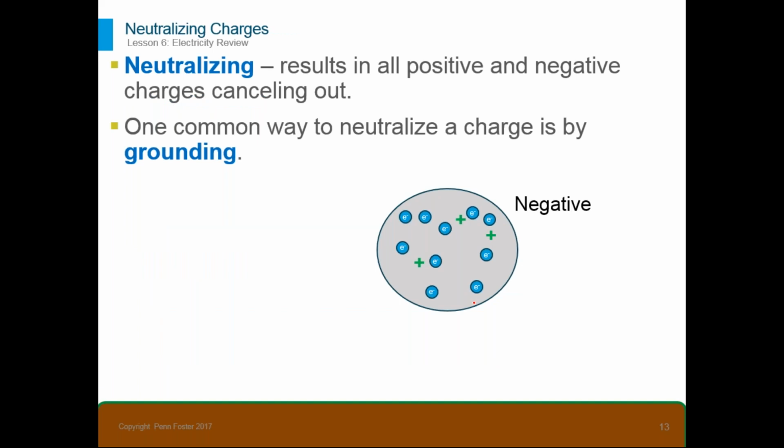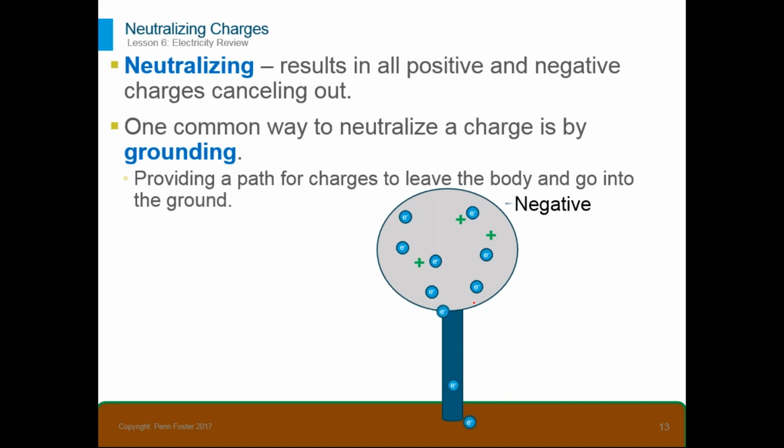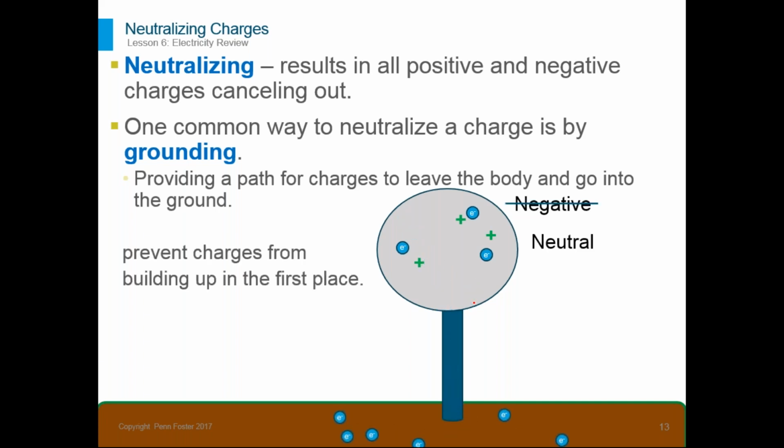Neutralizing a charge is doing something to cancel the charges out to end up with the same number of protons and electrons. One common way to neutralize a charge is by grounding. Grounding is providing a path for charges to leave the body and go into the ground. This method is used to prevent charges from building up in the first place.